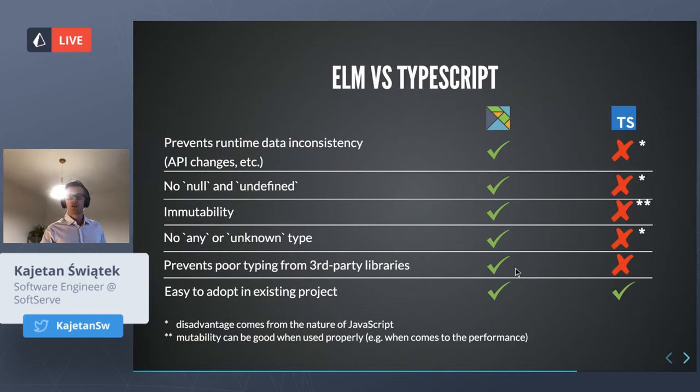I think at the end, both of those technologies are easy to adopt in an existing project. In TypeScript, all we have to do is change the extension from JS to TS and add types. Of course, I tell you that's just the case, but sometimes it's not that easy. But in Elm, it's easy because we can create an Elm application within our project, specify a concrete HTML element, and there the Elm application would be rendered.